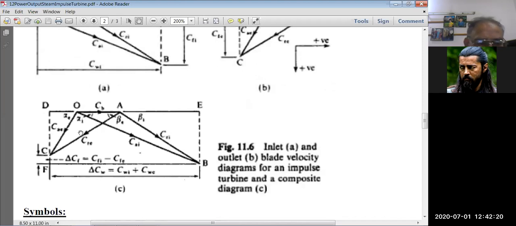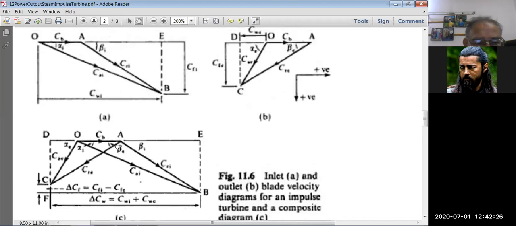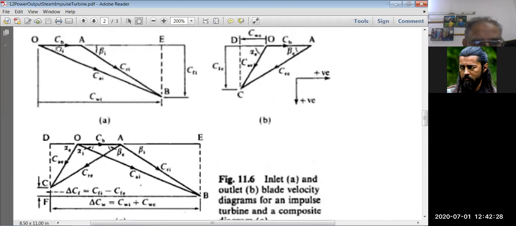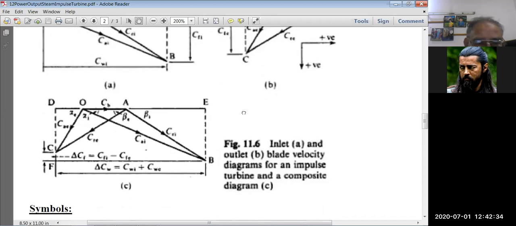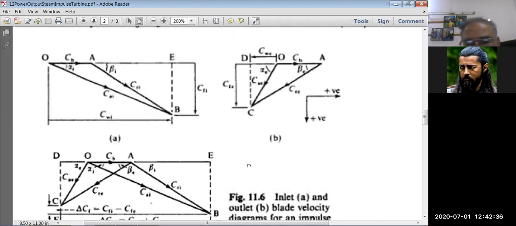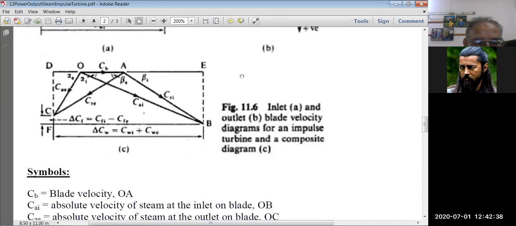So the velocity triangle at inlet plus the velocity triangle at outlet are combined together because they have one common base, that is CB. CB is the blade velocity. Blade velocity is common in both of the triangles, so they are equal. So you can join OA with OA of each triangle, and in this case you get this diagram.